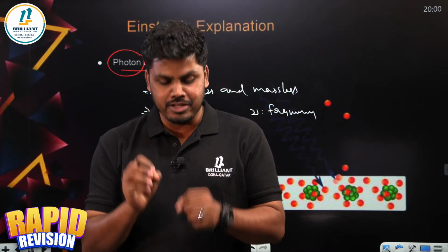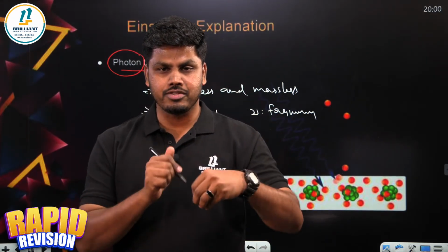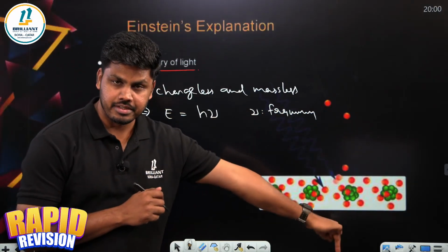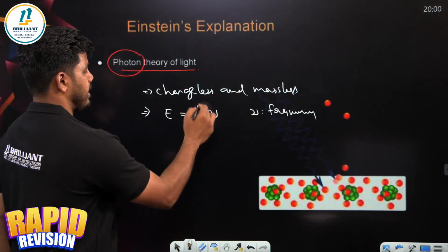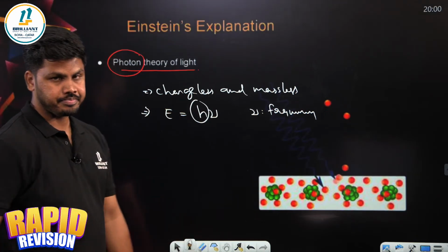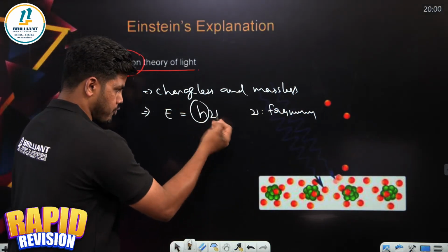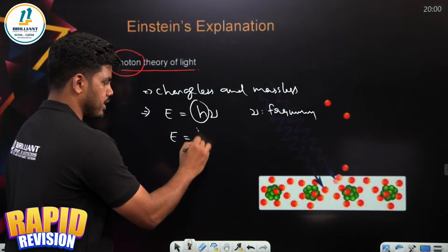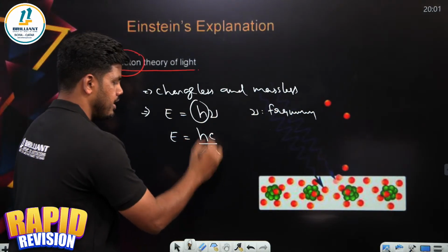How will you find out the energy of one of the photons? h times the frequency of the red light. Correct? Yes. Fine. And that h, we know, is Planck's constant. And this is the energy of one single photon, or it can also be calculated as hc by lambda.